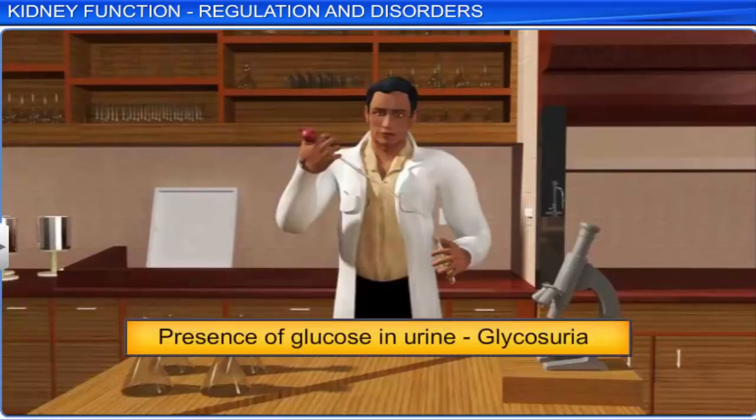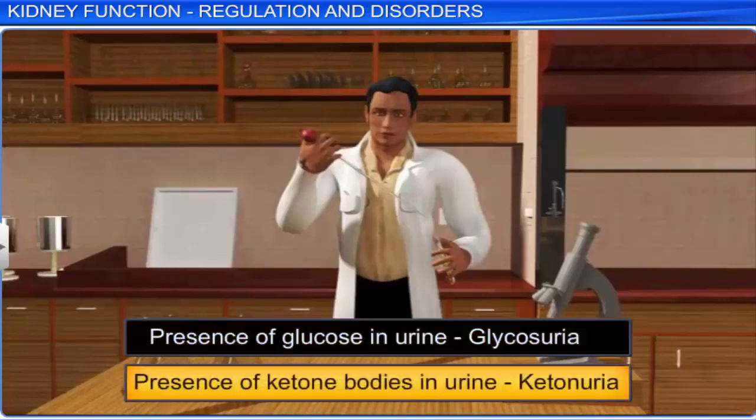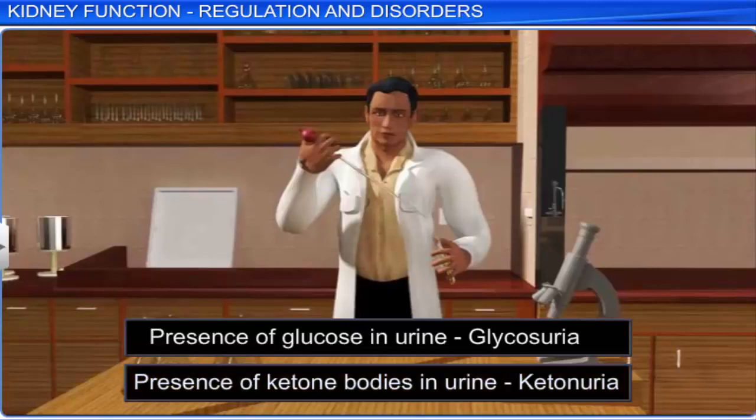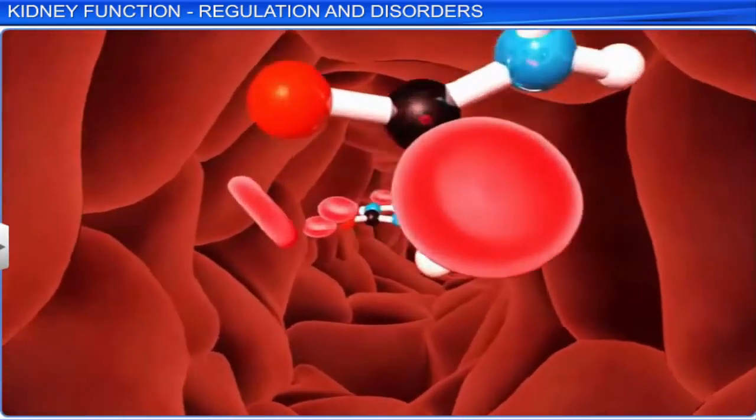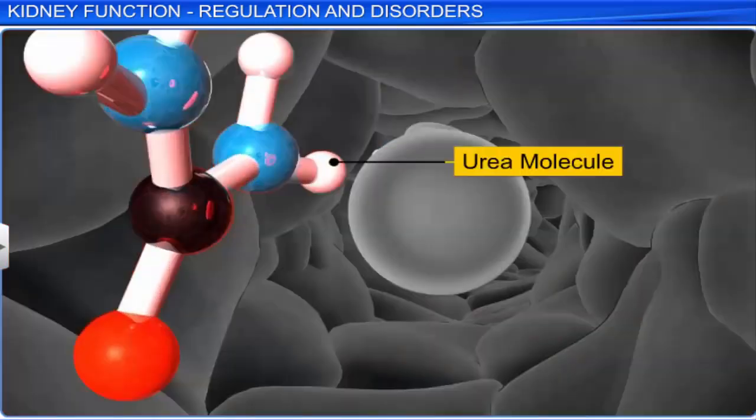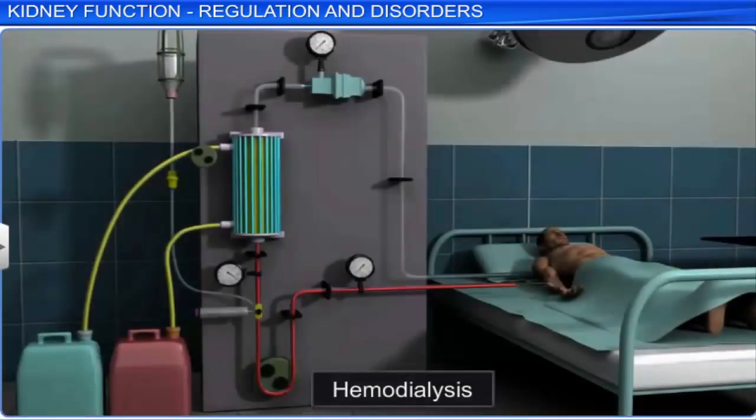For instance, the presence of glucose in urine, which is called glycosuria, is indicative of diabetes mellitus. Moreover, the urine of diabetic patients sometimes shows ketone bodies, which is called ketonuria. The malfunctioning of the kidneys can also cause uremia, a condition where large amounts of urea accumulate in the blood. Uremia can even lead to kidney failure. A life-saving process for uremic patients is hemodialysis, wherein excess urea in the blood is removed.